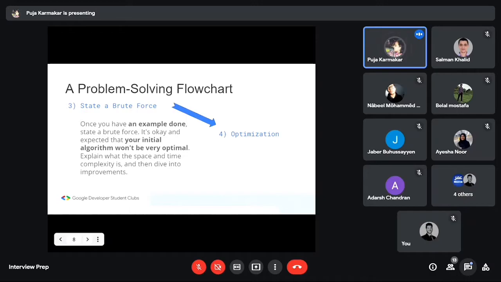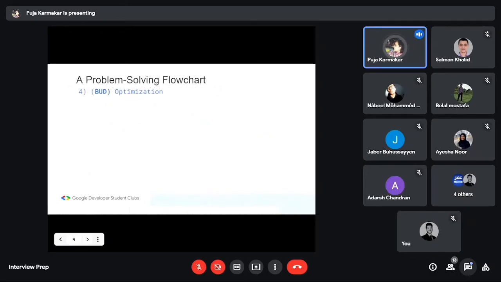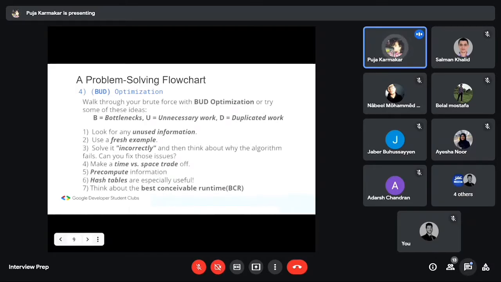Okay, what do I mean by optimization? BUD optimization. Okay, what does BUD stand for? Might be your first question. BUD stands for: B stands for bottlenecks, U stands for unnecessary work, D stands for duplicated work. So after I listened, I wrote the example, I wrote the brute force, now it comes to optimizing the code or optimizing the algorithm.